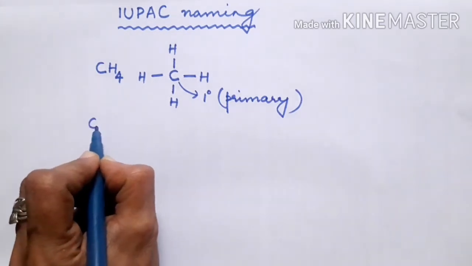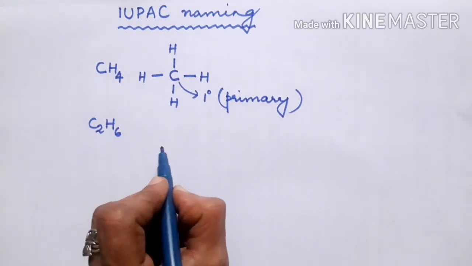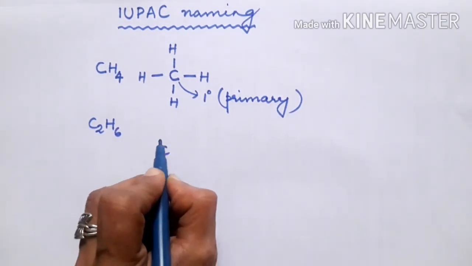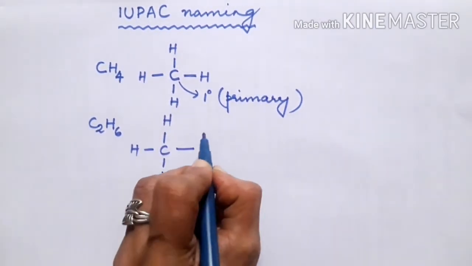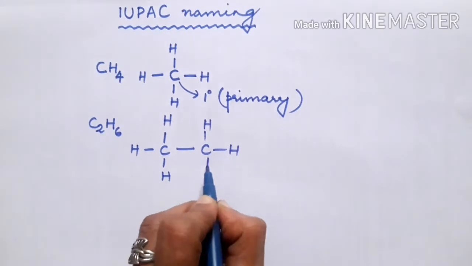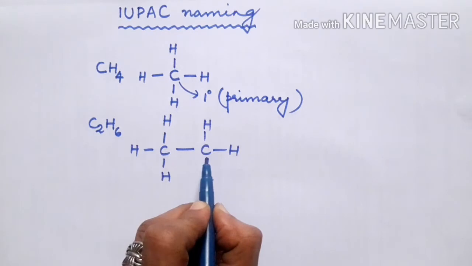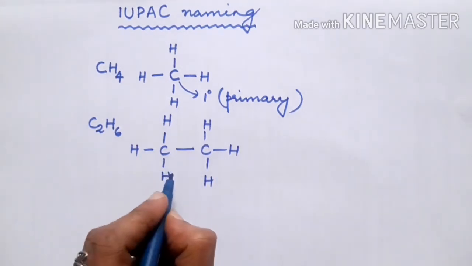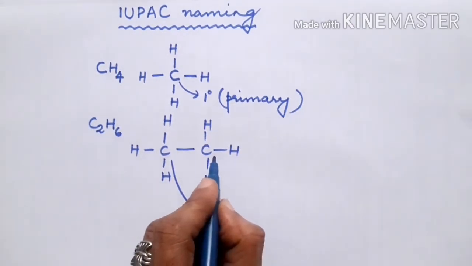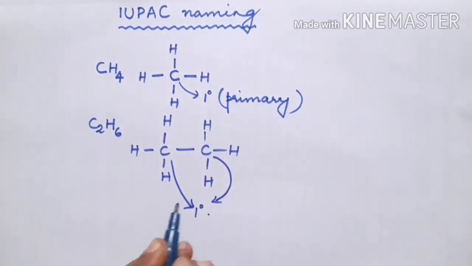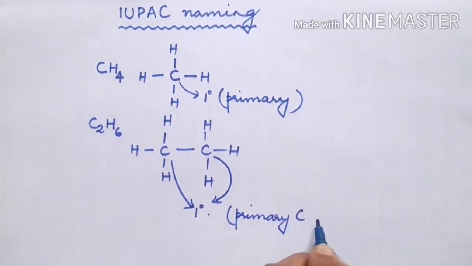Coming to ethane, C2H6. What will be the structural formula? We have the structural formula CH3 single bond CH3. Here, consider the carbons. The carbon is in turn attached to one carbon atom. So this is also considered as a primary carbon atom. Same is the case with the second carbon atom. So both of them are primary carbon atoms.